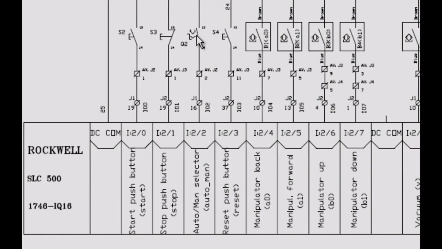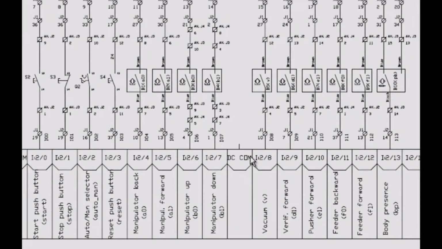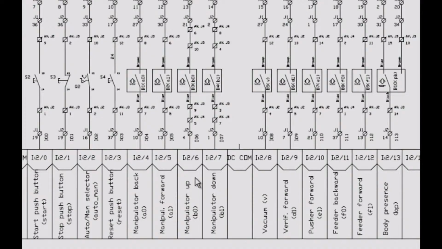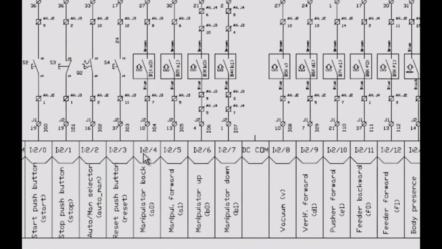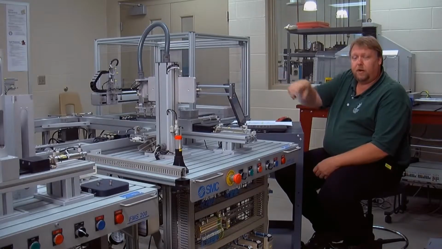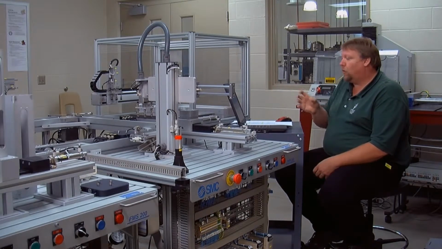Next one here is an auto manual switch, and we've got a reset push button, and then all of the rest of these are indicators that are attached to the cylinders. It's a reed switch. Each cylinder inside has a magnet that when that magnet passes over it, it allows that sensor to be triggered. So if we look at the very first one here, I:24, says manipulator back, and that is referring to the cylinder over here on the actual station that places it backwards and forwards.